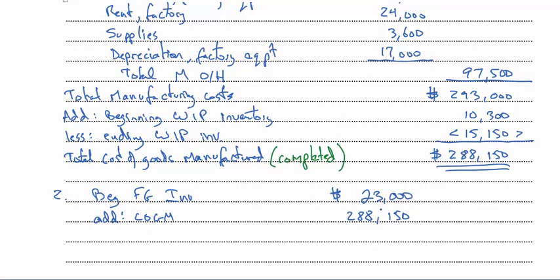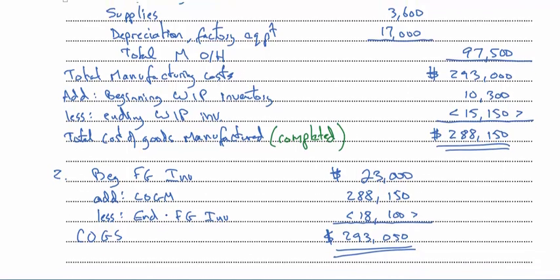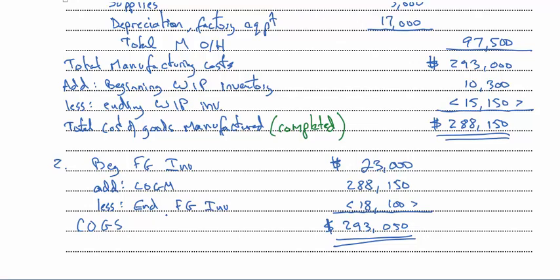And because we're adding it now to finished goods inventory, we want to be able to track the dollars in the various different inventory accounts. Less ending finished goods inventory, and that was 18,100. Do the math, and you get 293,050, and this would be cost of goods sold for the year, pardon me.